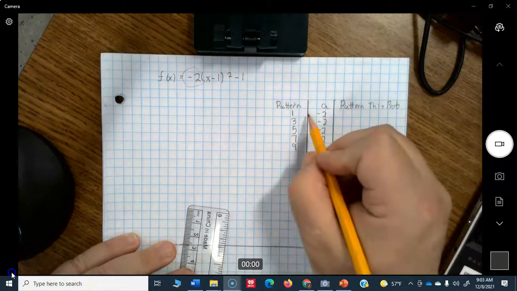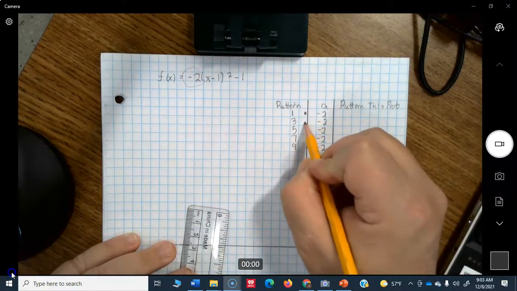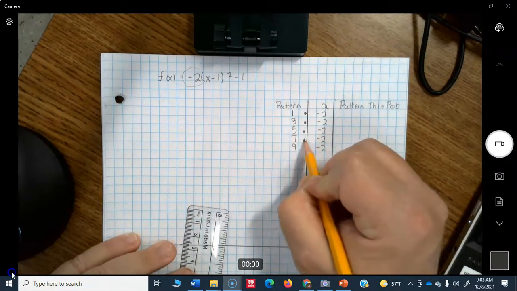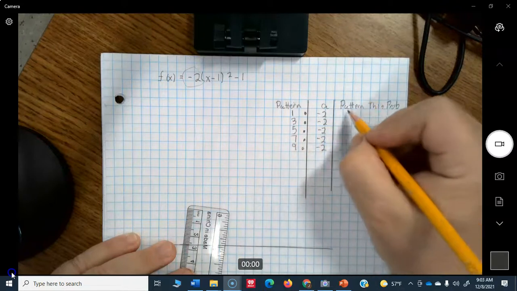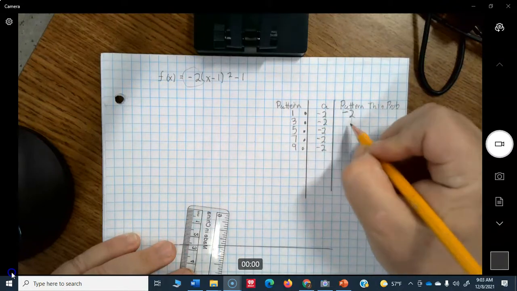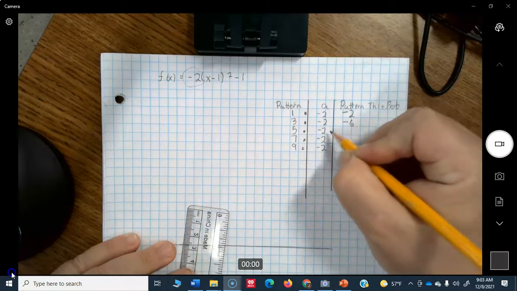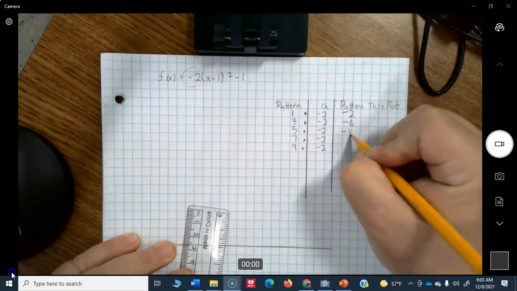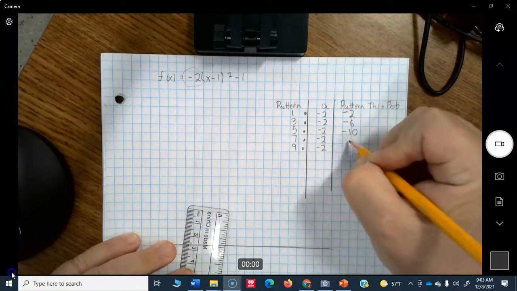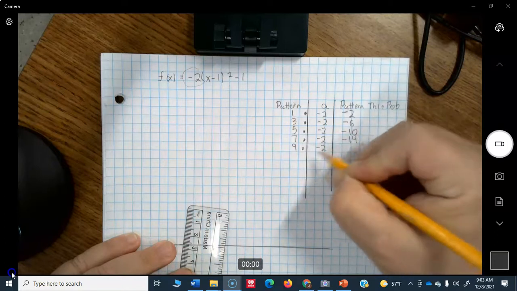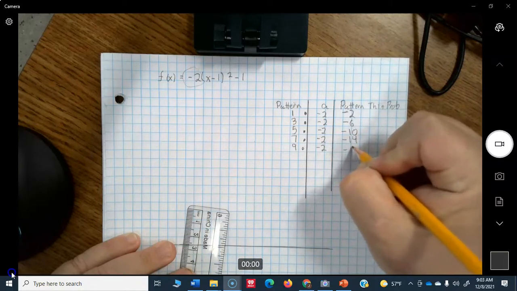So you simply multiply these two together. I'll use a dot so it doesn't look like a variable x. So 1 times -2 is -2. 3 times -2 is -6. 5 times -2 is -10. 7 times -2 is -14. And -18. Okay.